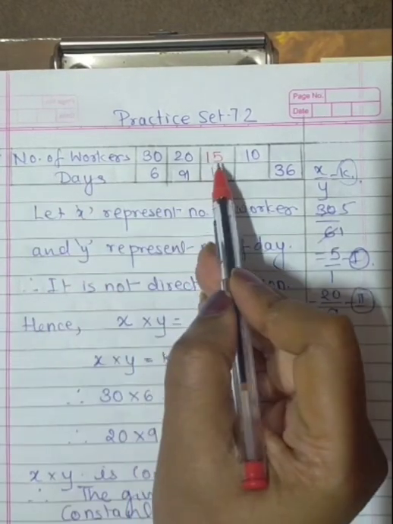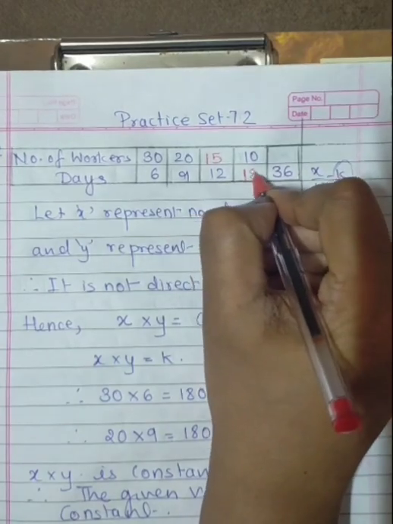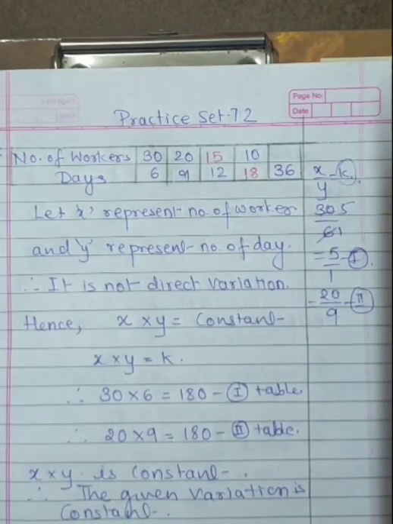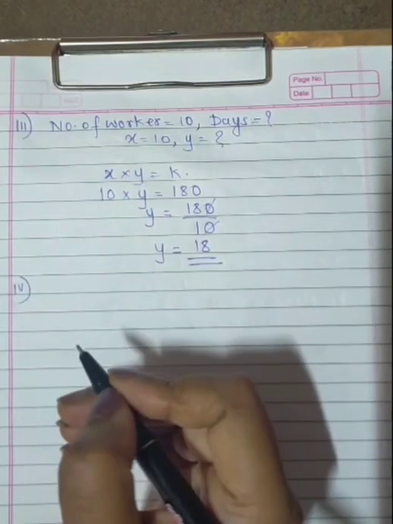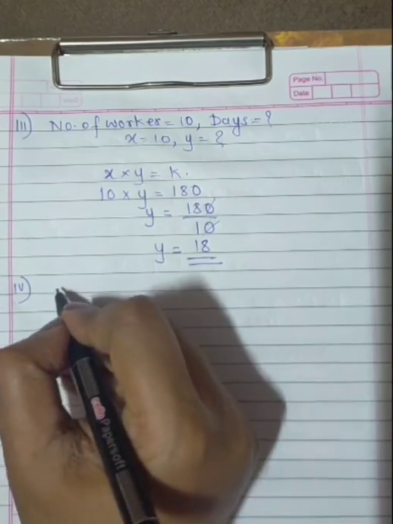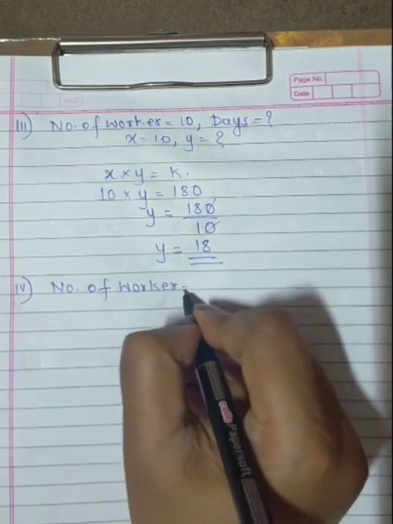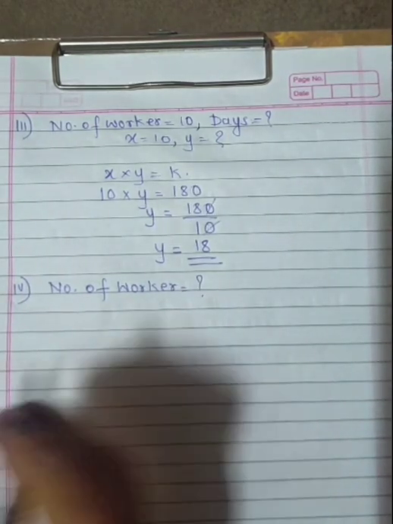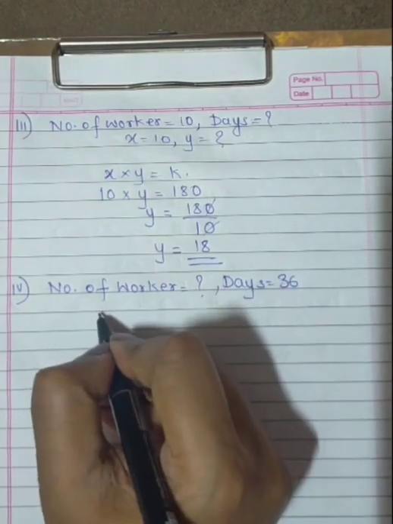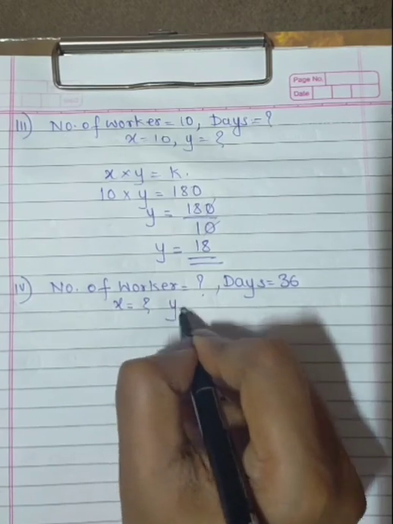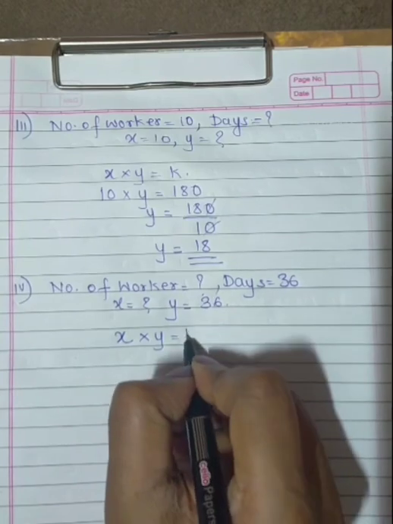Number of workers 10 and days are 18. Okay, I hope you are understanding. Now the fourth one. Now next, what is given? Number of workers is missing and we have days, that is 36. So x is missing, y is 36. Now we are going to write the equation x into y is equal to k.